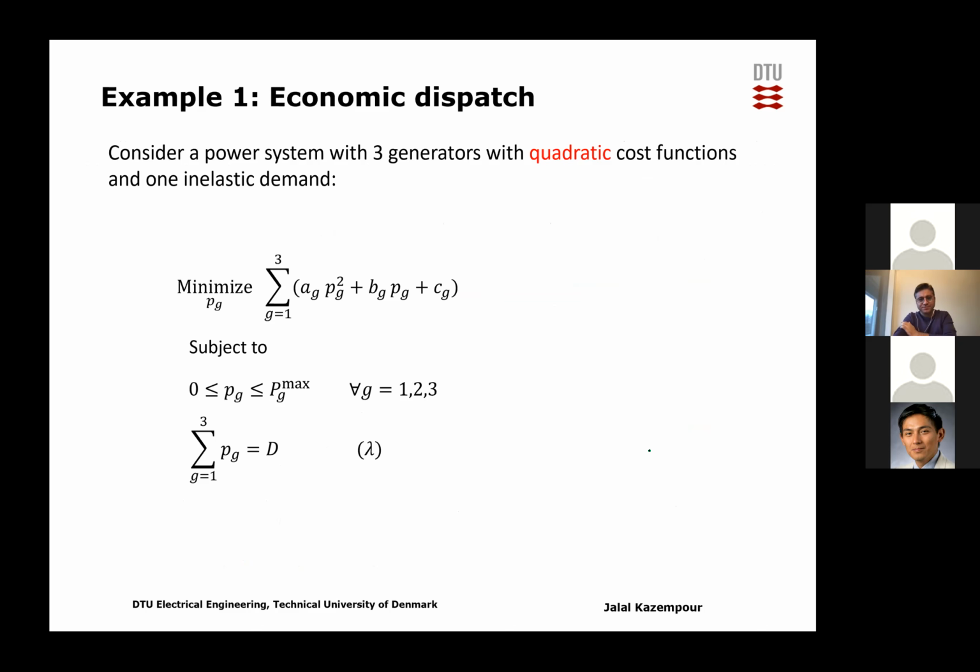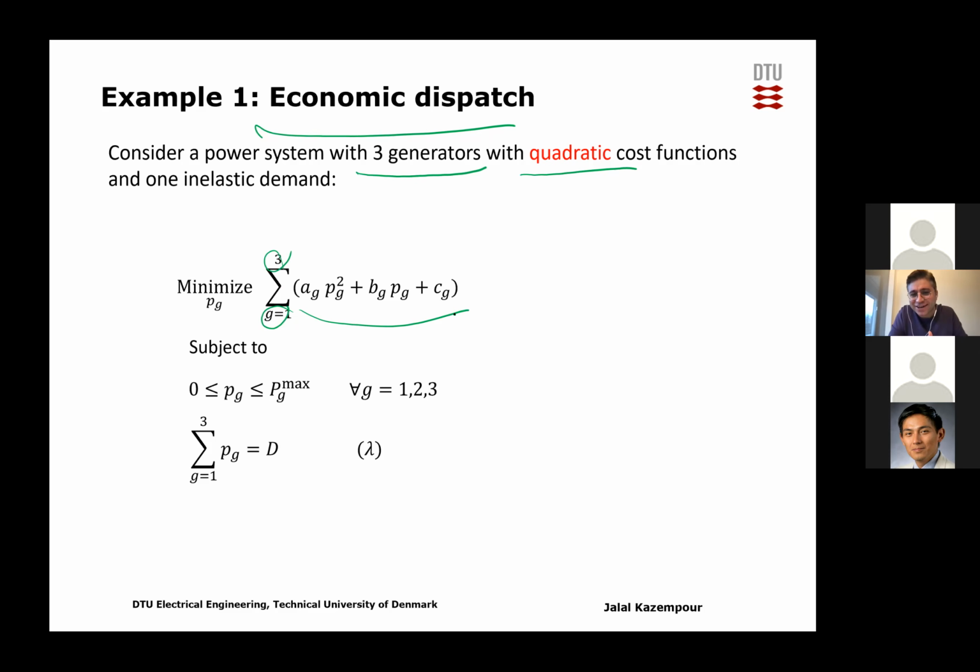Let's have an example. Economic dispatch problem, which is the same as the optimal power flow problem, but without network. It means that we have a single node. Let's go for a simple case study with 3 generators, deterministic problem, no wind farm, nothing. And let's assume that these 3 conventional generators have a quadratic cost function. So G from 1 to 3, this is their production cost in a quadratic form.